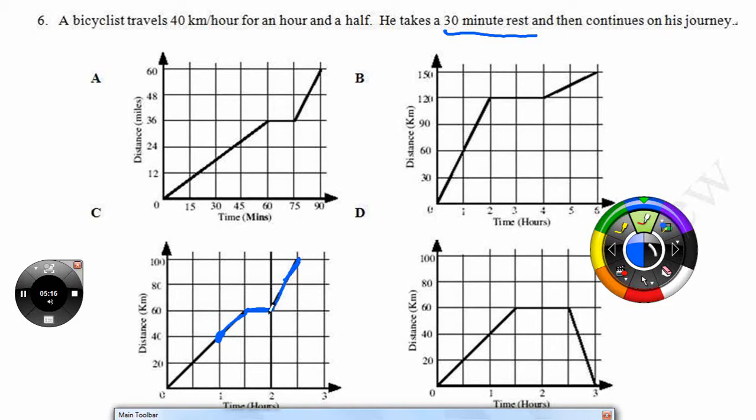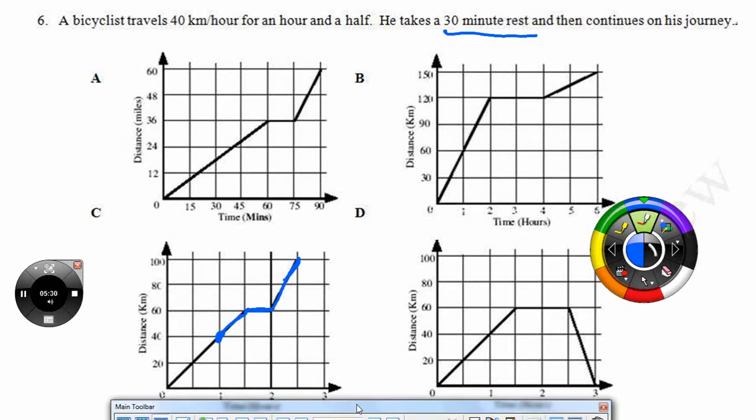And then he just continues on his journey, and we're assuming pretty much the same rate. So you can see it looks pretty similar right there. Let's see, 40 kilometers. It doesn't really say what the speed is for the rest of the journey, but that's the only one that's correct up to that point.